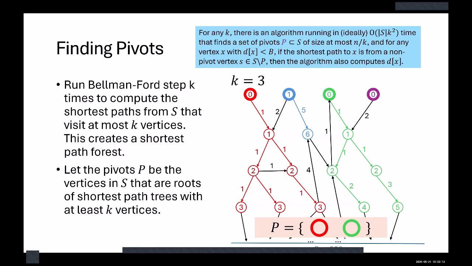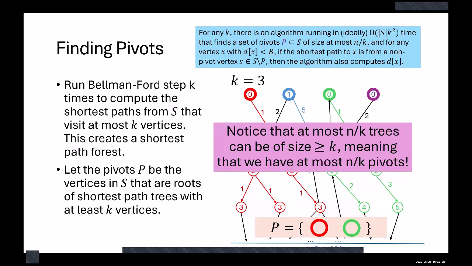So you can see that the red tree has way more than 3 vertices. The blue tree does not have more than 3 vertices, and the green tree also has way more than 3 vertices, and the purple tree does not have 3 vertices. So now the pivot will only be the red node and the green node. You can see that at most n/k trees can have a size at least k. So the size of the pivot set is indeed at most n/k. That means the algorithm does not output too many pivots.